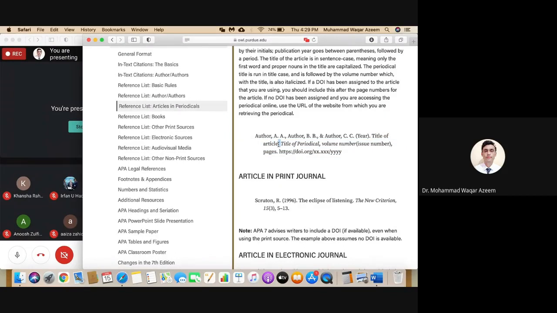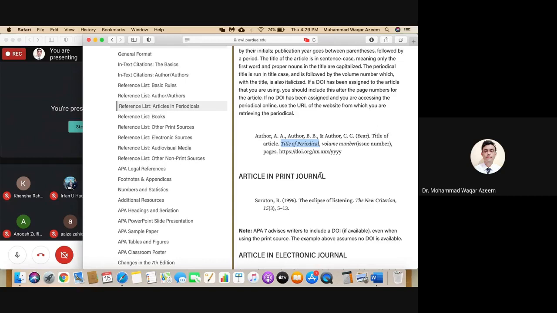This is very important. You cannot deviate from this. You have to exactly follow this pattern. Okay. You cannot put a comma over here. You have to put the period because that is what APA style is. And then after that, you put the title of the journal or title of the periodical.